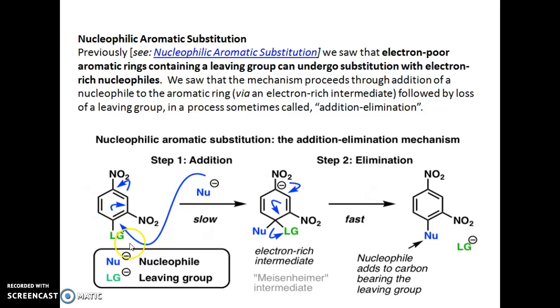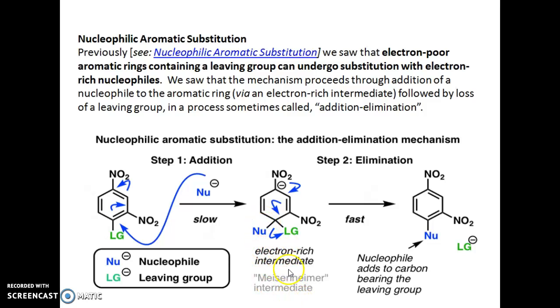we can see the addition of the nucleophile at this position where the leaving group is. Nu is the nucleophile and Lg is the leaving group. This is a slow process which leads to an electron rich intermediate, which is also called the Meisenheimer intermediate.